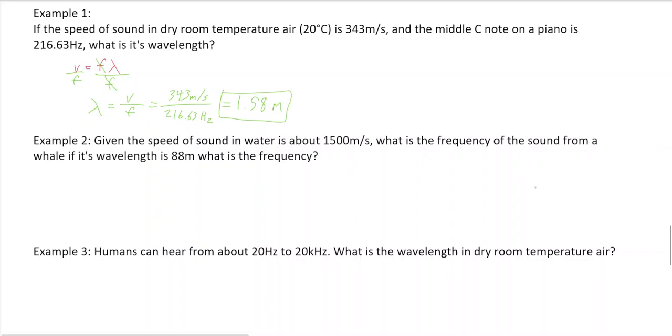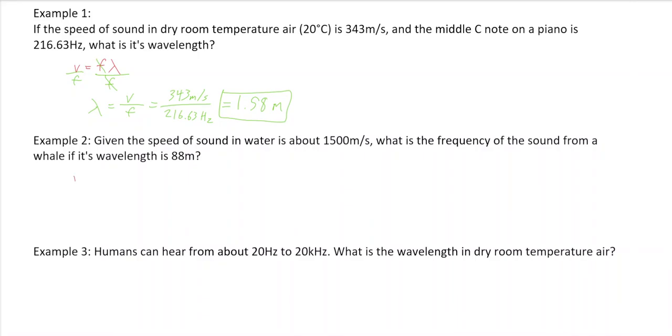Okay, let's try the next one. We've got, given the speed of sound in water is about that, and the frequency of sound is that, or what is the frequency if the wavelength is that? I said it twice here, which is kind of funny. There you go. That's a better question.